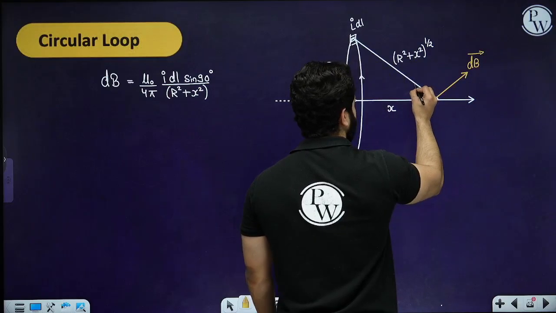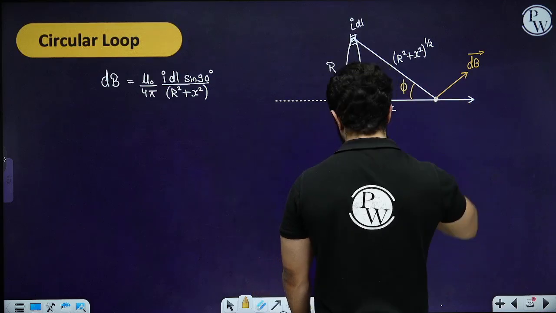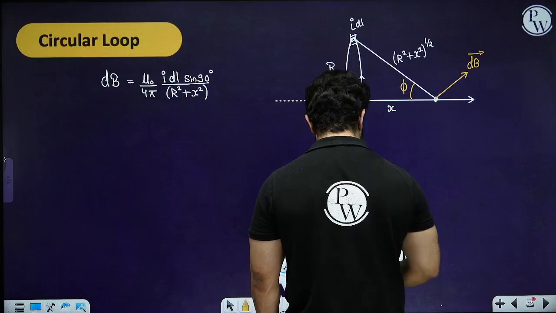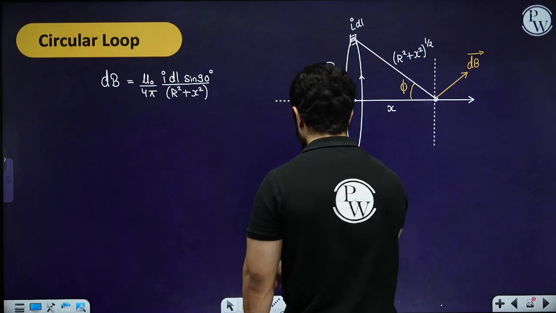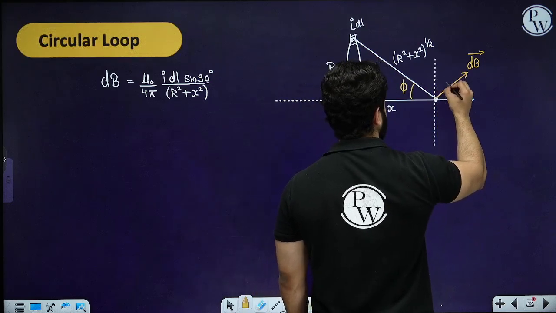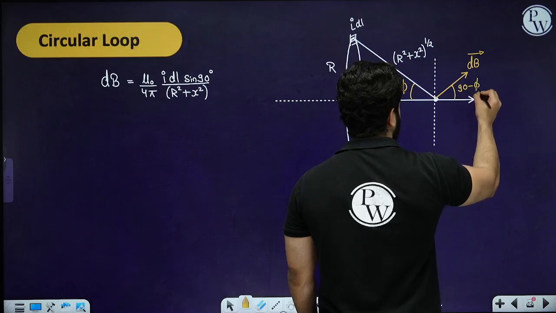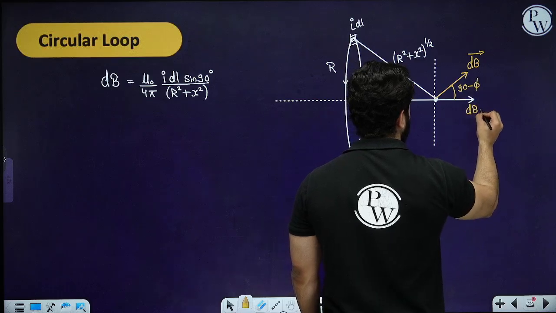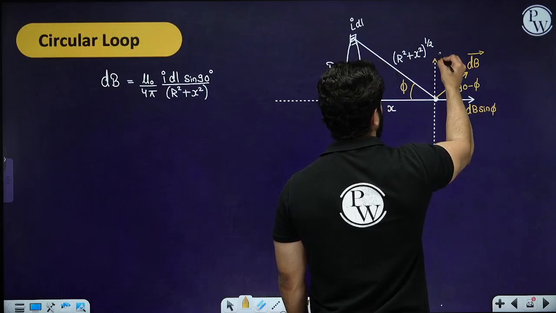And let's suppose this angle is D, this angle is phi. So this angle is going to be, I'll mark everything for you. This angle is going to be 90 minus phi. This angle is phi. So this angle is going to be 90 minus phi. So this is going to be dB sine phi. And this is going to be dB cos phi.